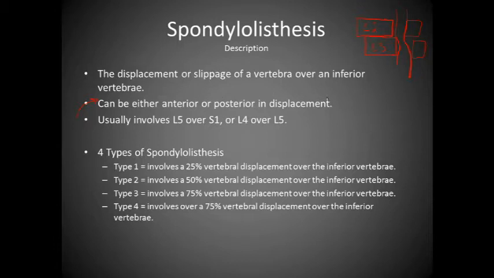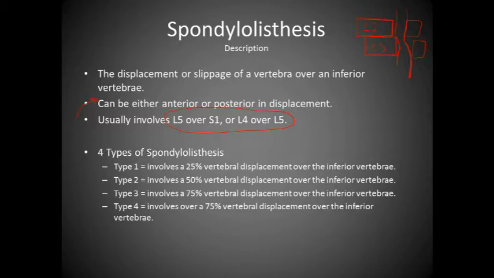And so one thing that we have to memorize about this is that it can be either anterior or posterior in displacement. It does not have to be one or the other. It usually involves L5 over S1 or L4 over L5. And the reason for this is because these are the primary weight-bearing portions of the spine, and because of that, these areas just tend to accumulate a lot of injuries over the course of time.